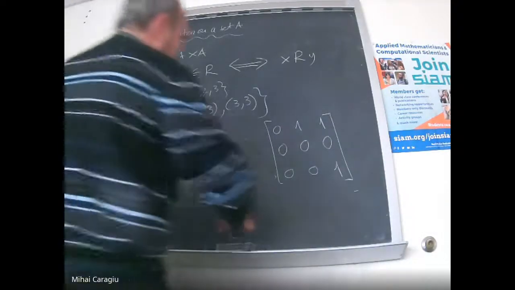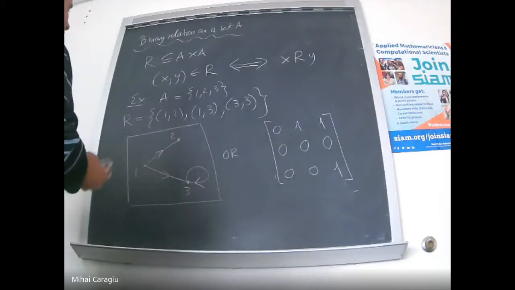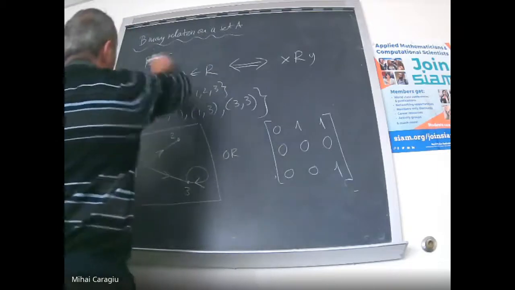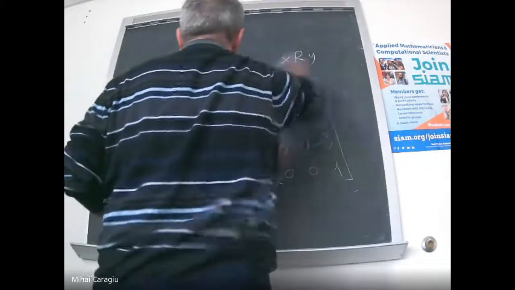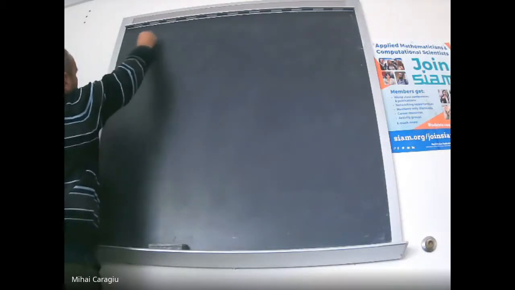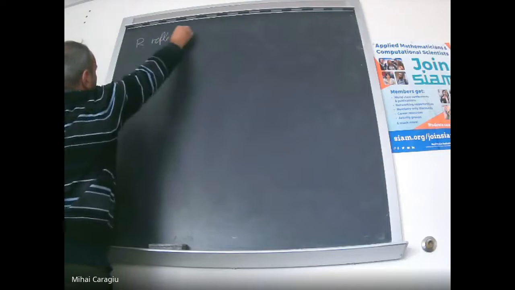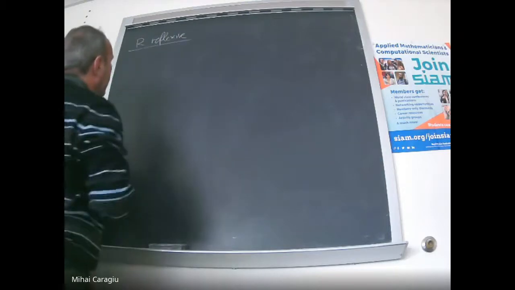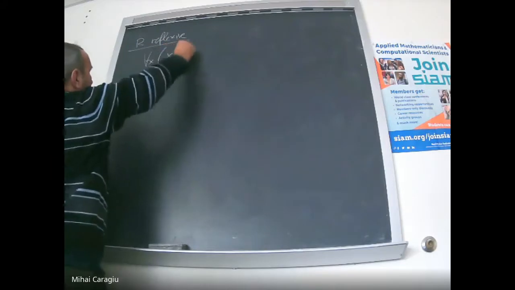Okay, so now let's make an overview of the material discussed in class, the 4 basic types of relations. What does it mean for R to be reflexive? R reflexive means that for every x, x is related to x.